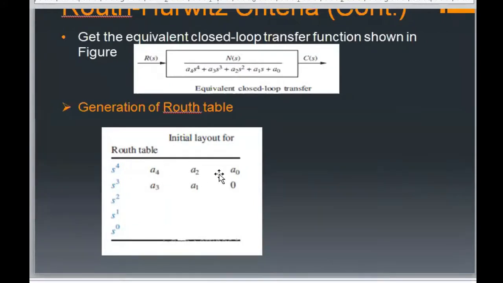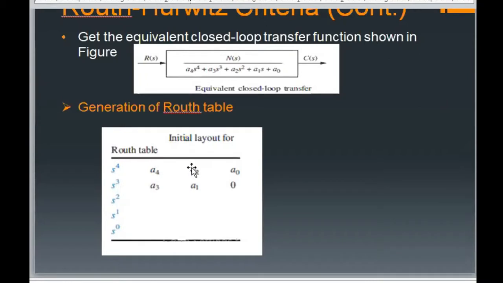Then you have to fill these rows. For the first row, always look for the coefficients associated with it. For s^4, what is the coefficient? It's a4. You write a4 in the first row. For s^3, what is the coefficient there? It's a3. You write it here. Then here on the upper side is s^2.